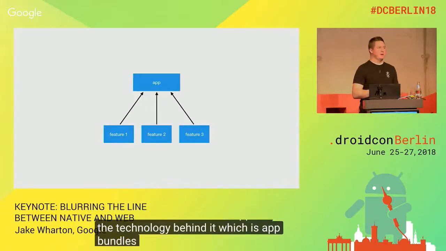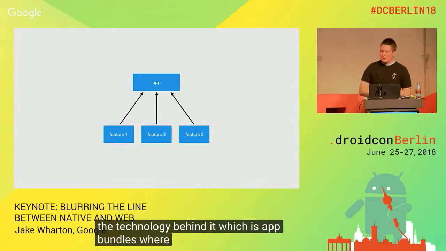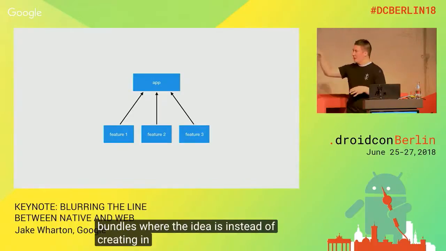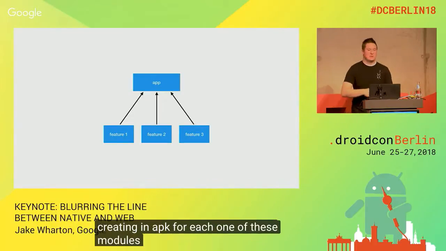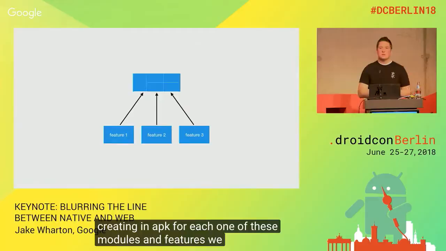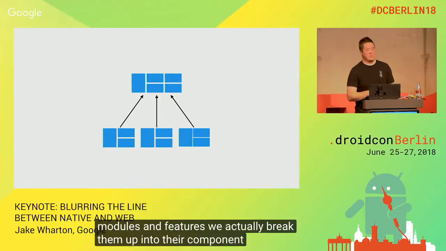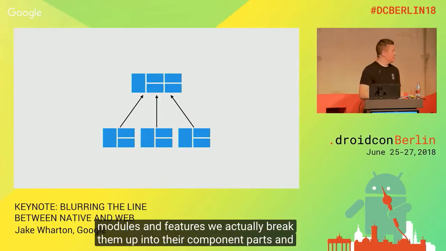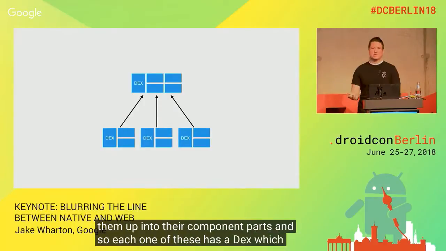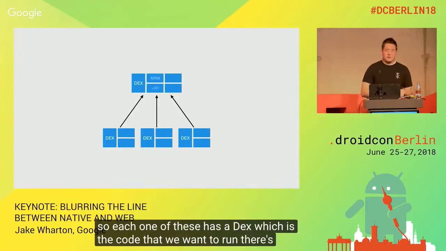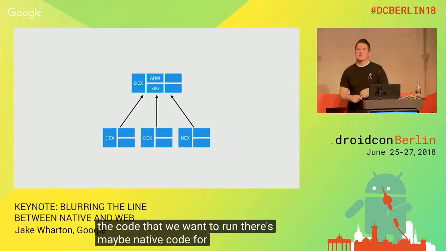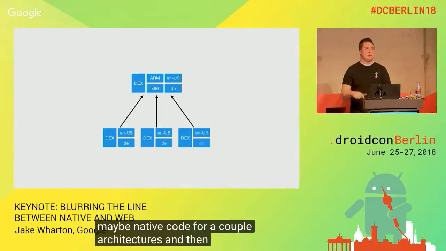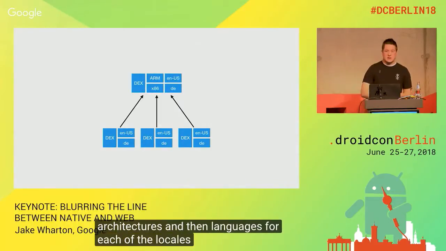This year at I/O, there was sort of a revision of instant apps, or the technology behind it, which is app bundles, where the idea is instead of creating an APK for each one of these modules and features, we actually break them up into their component parts. And so each one of these has a DEX, which is the code that we want to run. There's maybe native code for a couple architectures, and then languages for each of the locales.